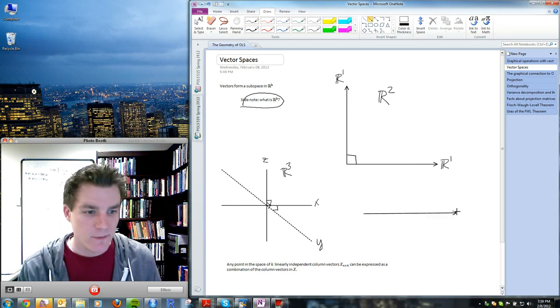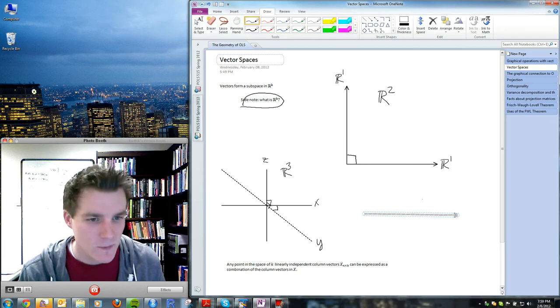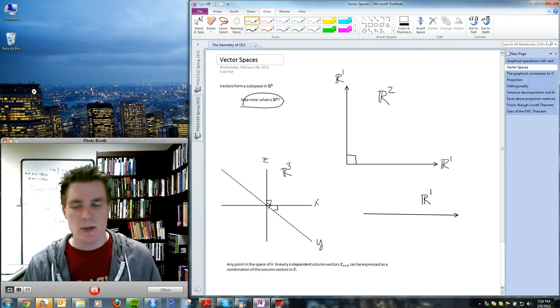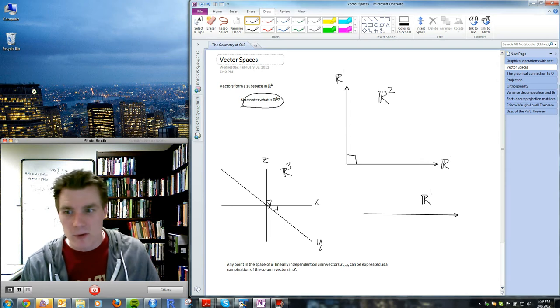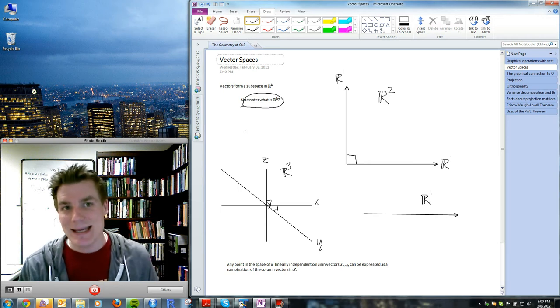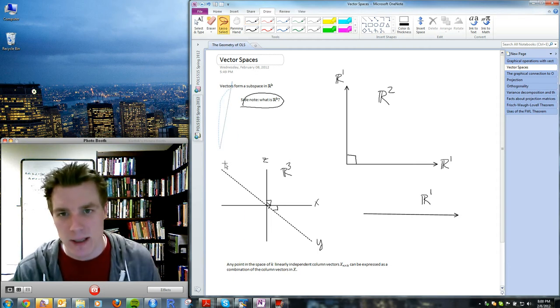R1 is this friendly guy. You probably have seen this many times, at least since you've been in Algebra 1. That's R1. So all we mean by this is there's some space created by the real number line, or a number of real number lines placed at right angles to each other. And vectors form a subspace of this space where K is the number of vectors that you have. So let me give you a sense of what I mean here.